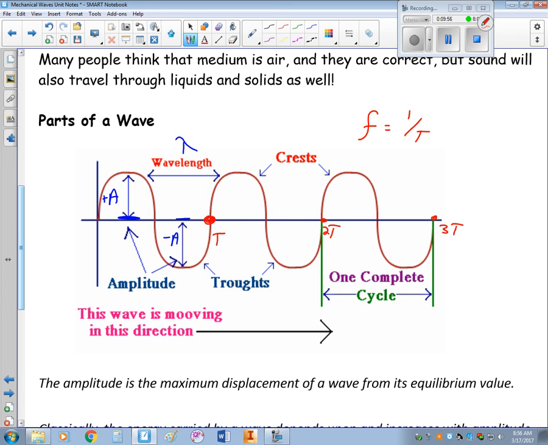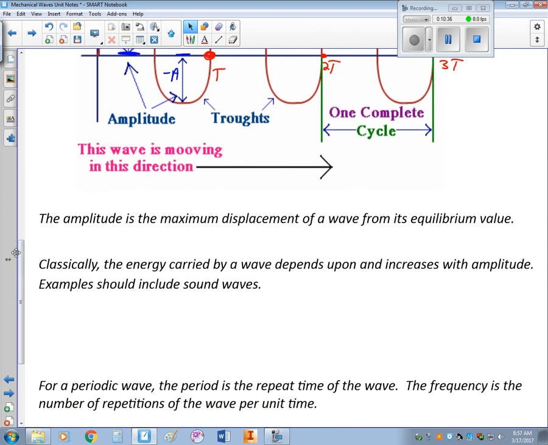The way we measure frequency is with the hertz, which is an inverse second. So if something has a frequency of 1 hertz, that means we have 1 oscillation every second, and that means that the period equals 1 second. Since frequency is 1 over the period, the period would equal 1 divided by the frequency. So if I had a wave with a frequency of 2 hertz, that means I would have 2 oscillations per second, and then the period would be 1/2 of a second.